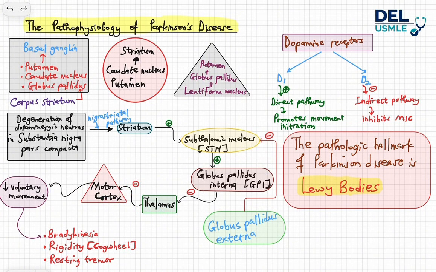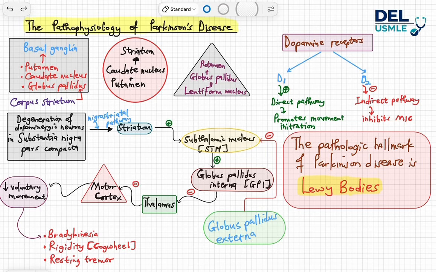And that will result in a decrease in voluntary movement, where the patient will be exhibiting bradykinesia, rigidity, which is usually cogwheel in nature, and resting tremor. And that is what we'll be referring to as the features of what? Parkinson's disease. Okay. So that in short is the pathophysiology of Parkinson's disease.